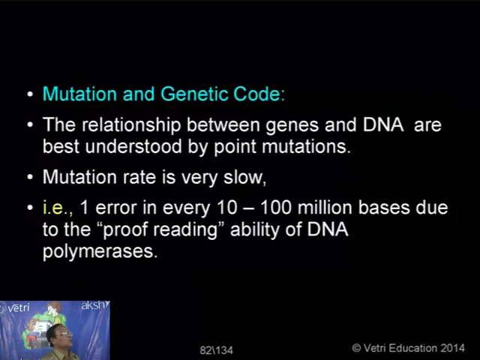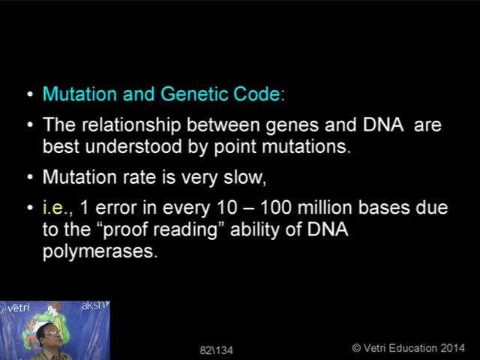Now, mutation and genetic code. Normally the relationship between the genes and DNA is best understood with the help of what is called the point mutation. The mutation that occurs at the gene level, or at the base level, or at the nucleotide level is known as the point mutation. The rate of mutation is normally very slow because the DNA or the gene is a very stable molecule. The rate of mutation is about one error in 10 to 100 million bases.